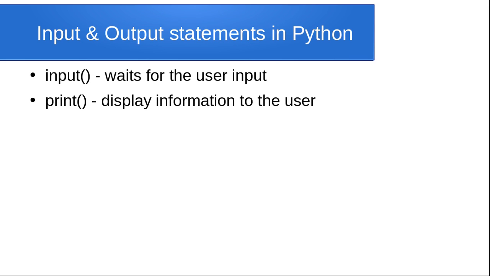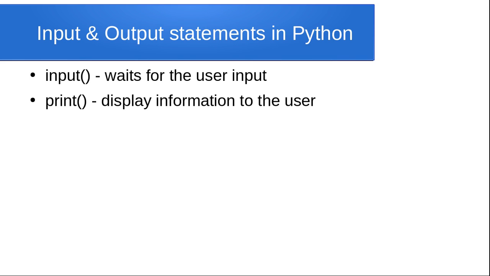In Python, these are the two functions. The first one is the input function. The input function is used to accept the input from the end user, and the second function is print. The print function is used to display the information to the user.